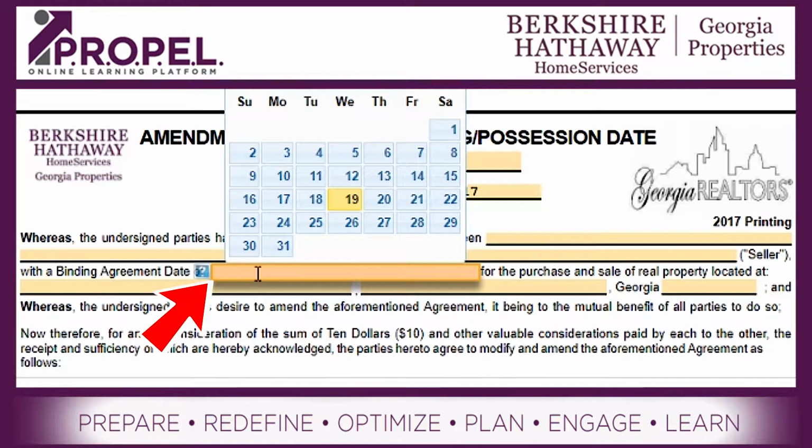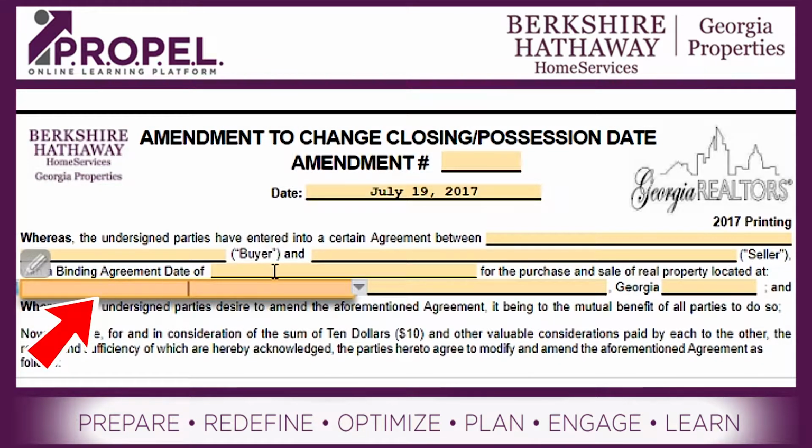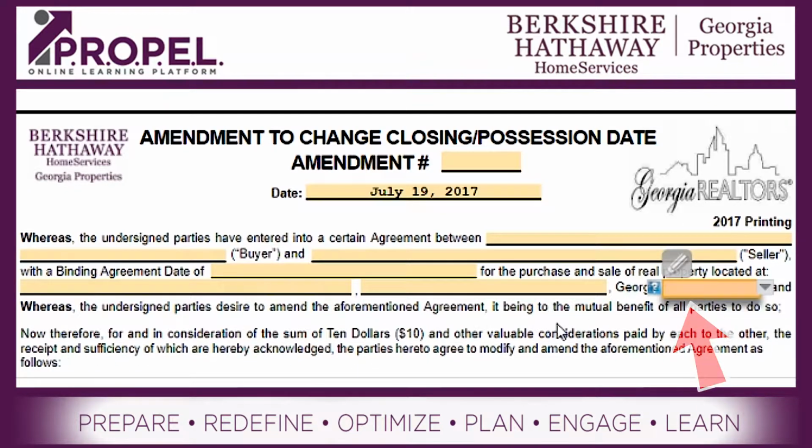You would then pick up the binding agreement date from the purchase and sales contract, the date that it went binding on the bottom of the purchase and sales contract, put that date in there. You would obviously then put the address, city, and zip right there.